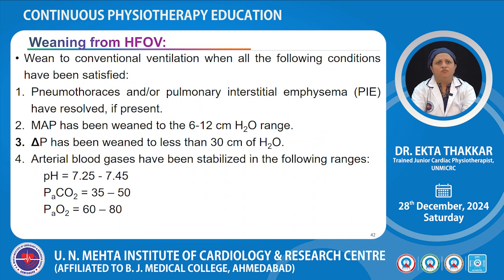Now we come to weaning from HFOV. Wean to conventional ventilation when all the following conditions have been satisfied. Pneumothorax and/or pulmonary interstitial emphysema have resolved, if present. MAP has been weaned to the 6 to 12 cm of H2O range. Delta P has been weaned to less than 30 cm of H2O. Arterial blood gases have stabilized in the following range: pH 7.25 to 7.45, PCO2 35 to 50, PO2 60 to 80.